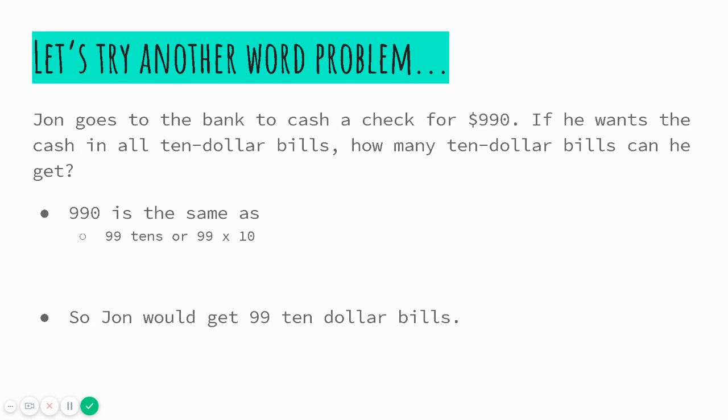Okay, so we know these things, right? We know how to divide and find these quantities, but it's important to stop and really look at what that number means, 990. Do I have to actually do the division? Do I have to actually divide 990 by 10 the long way? Or can I say, well, I know 990 is the same as 99 tens. So if it's the same as 99 tens, then he has to get 99 $10 bills.